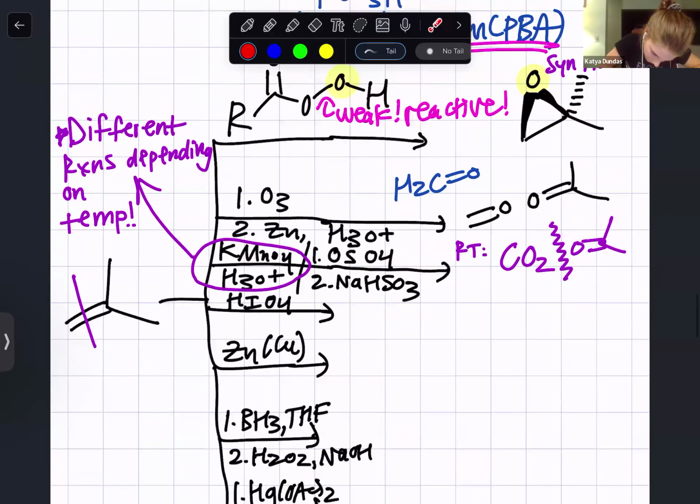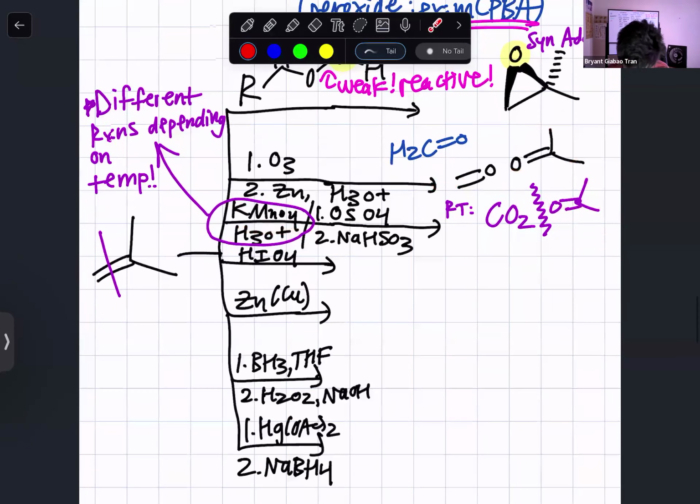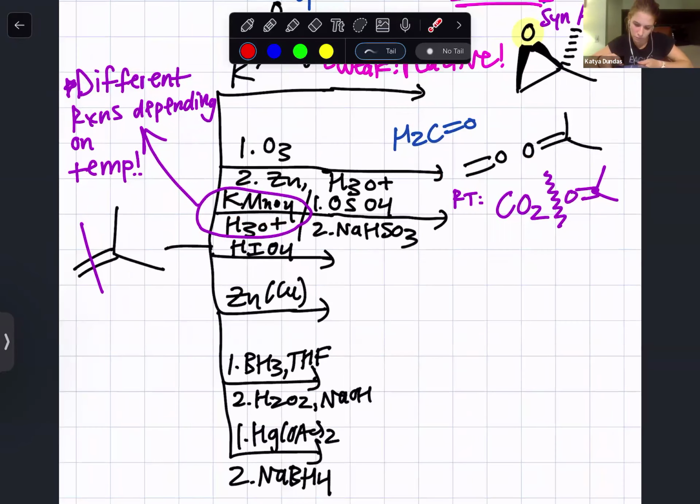Where in ozonolysis we still have the same ketone here, but in the ozonolysis part we have a formaldehyde. That's not acceptable for the KMnO4 because KMnO4 is a stronger oxidizing agent. It will get rid of those hydrogens and put oxygens in there. So like carbon dioxide. Right. Okay. HIO4. What is that reaction?